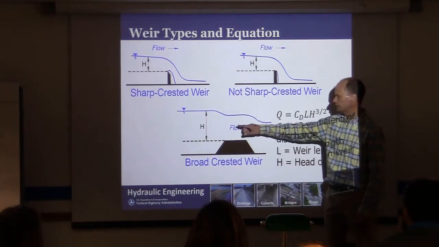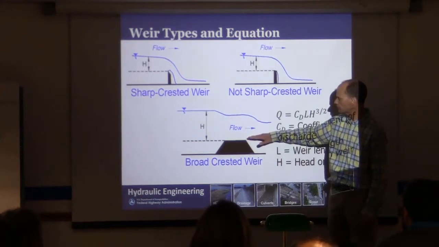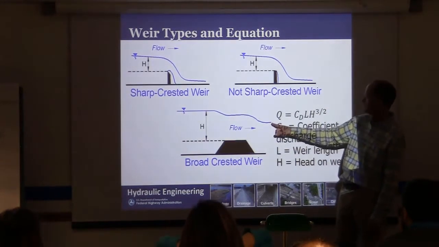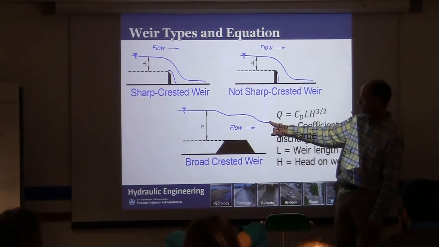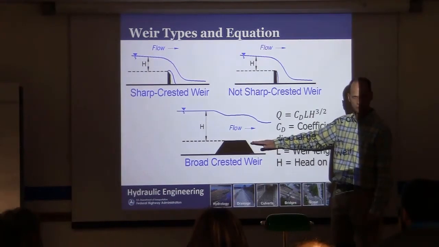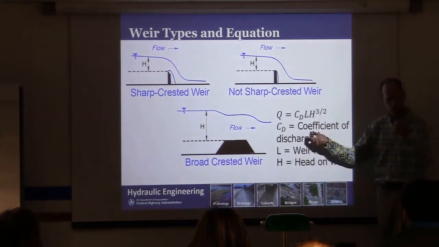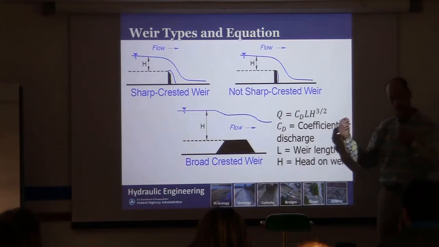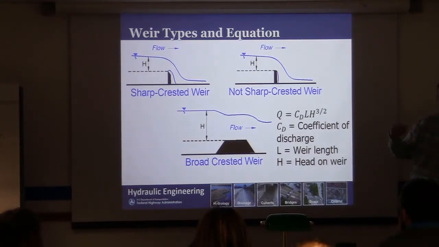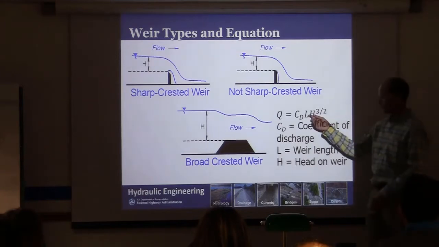But you could look it up in a table, and it varies depending on whether this weir is unsubmerged or submerged, which means the water level is at least up here. So this would be a submerged weir condition here. If the water level's down here, that's unsubmerged, and so the coefficient of discharge will vary depending on submergence or non-submergence. But again, you look it up in a table. And then we have this length L.